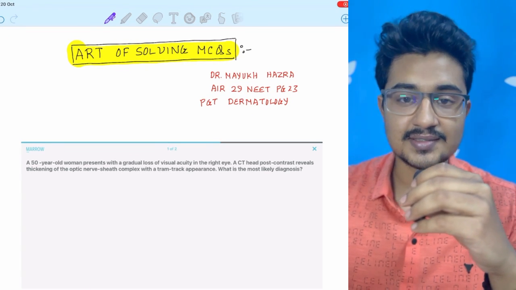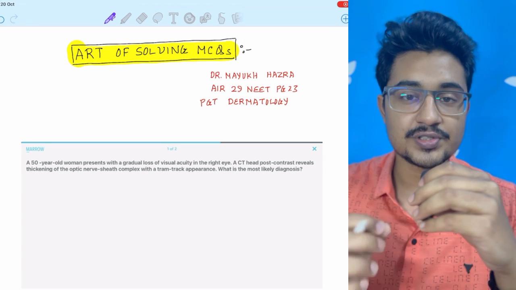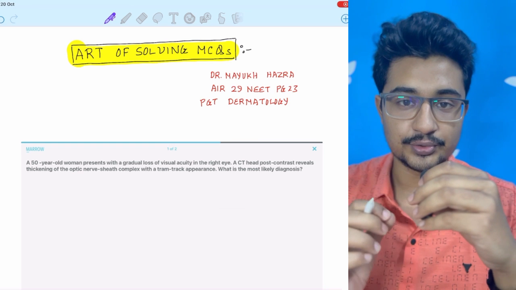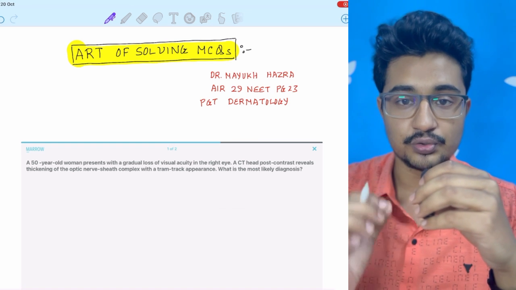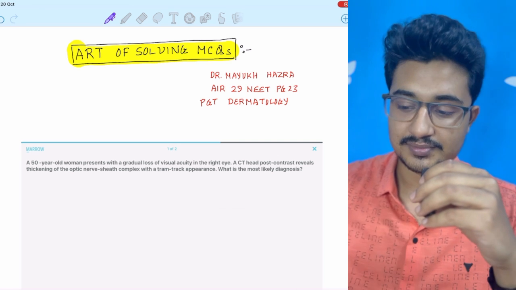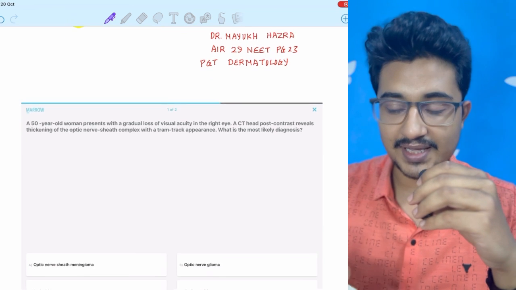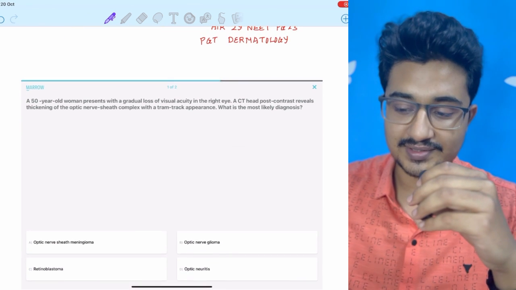I think it is necessary to discuss with you the art of solving MCQs because the INICET is knocking on the door and none of the toppers know all the answers. They simply rule out options and mark the correct answer. So I am going to show you with my residual knowledge after 2 years.